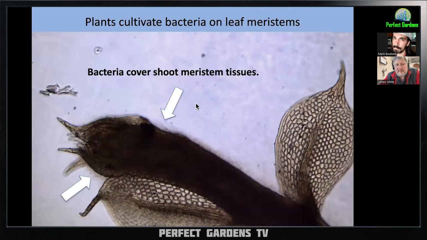Plants are, and this is a moss, and these baby mosses, you can see this is the shoot of them, and you see there's a layer there of bacteria, and those bacteria are actually going into those leaves.